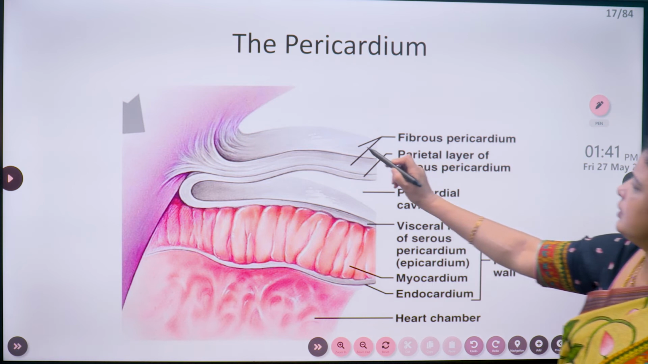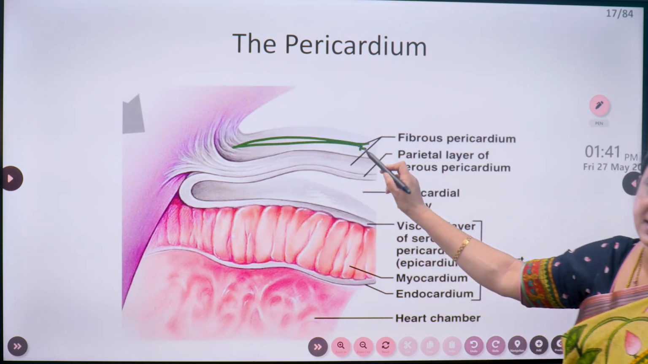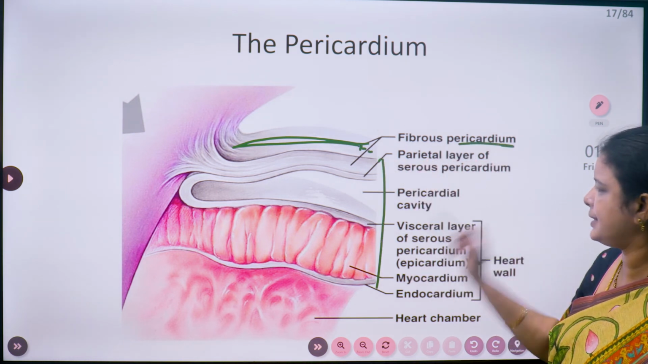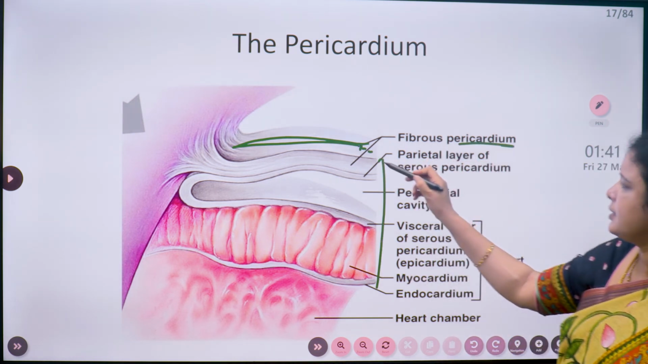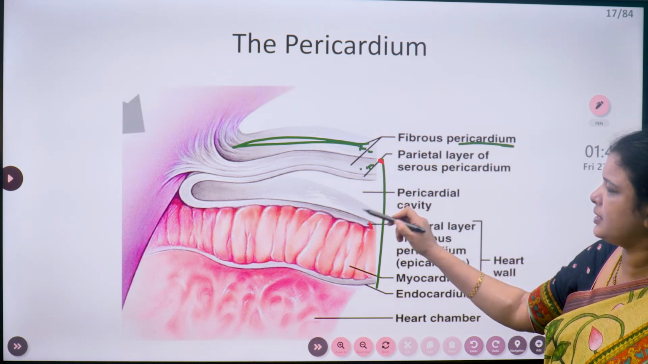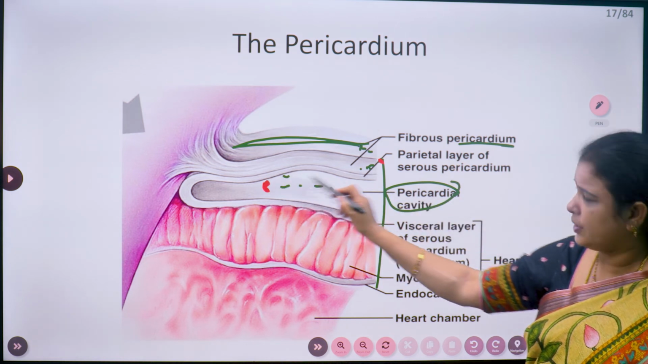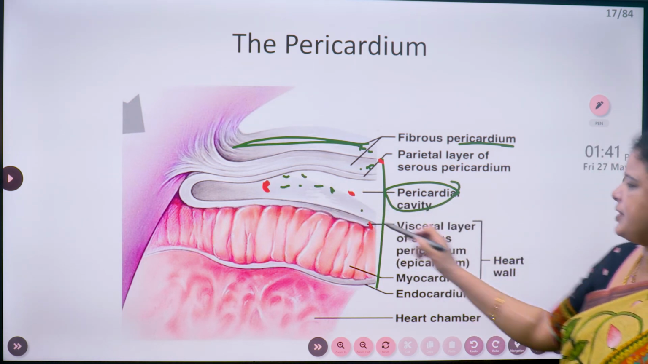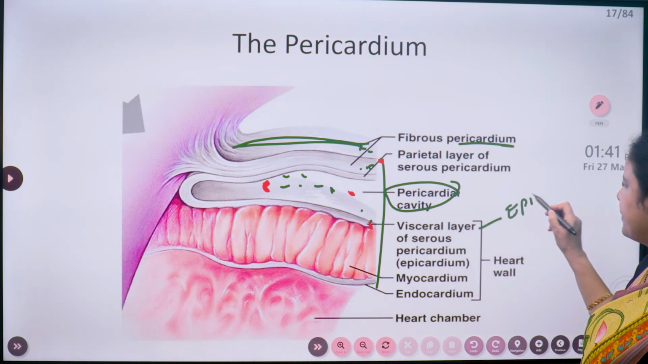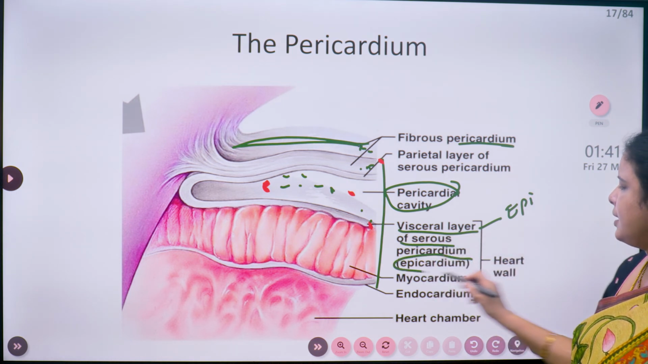You can see this is the fibrous layer, the superficial fibrous pericardium. Deep to it is the serous membrane. In this serous membrane, this is parietal, this is visceral. In between these 2 layers is the pericardial cavity, and here we have pericardial fluid. The visceral layer of the serous pericardium is called the epicardium.